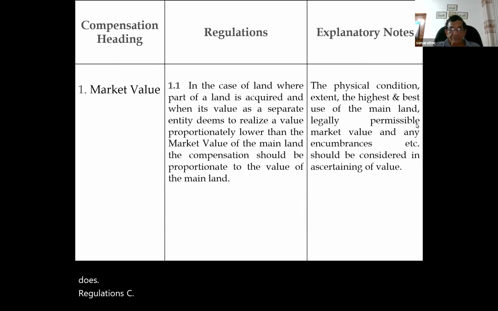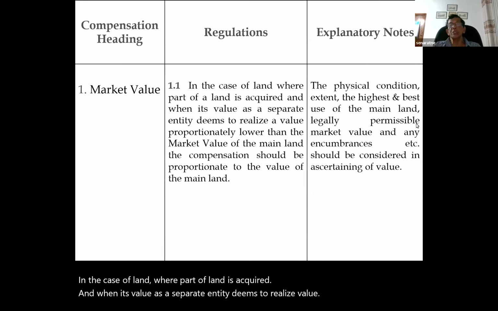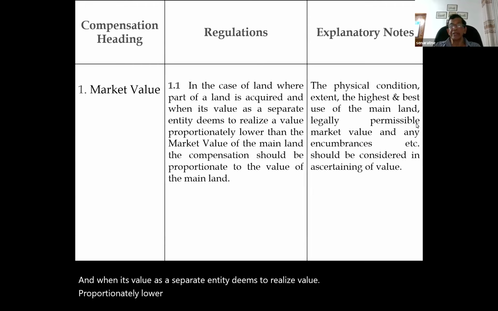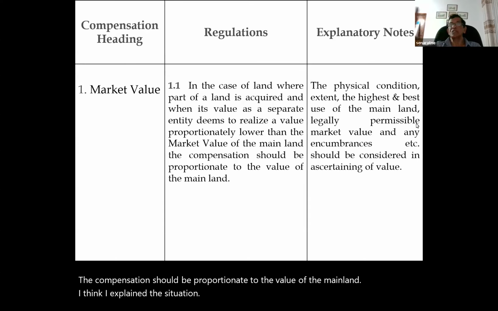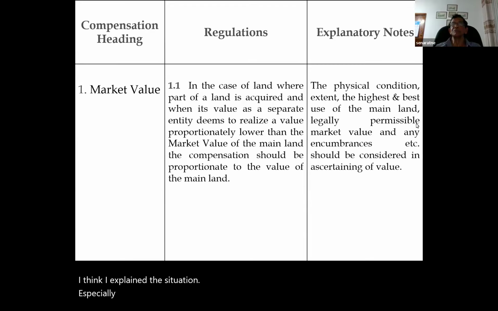Regulation 1, under 1.1. In the case of land where a part of land is acquired and its value as a separate entity is deemed to realize a value proportionately lower than the market value of the mainland, the compensation should be proportionate to the value of the mainland. I think I explained the situation, especially when strips of land are acquired.